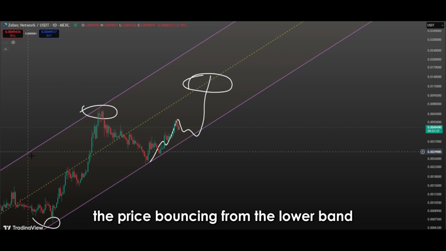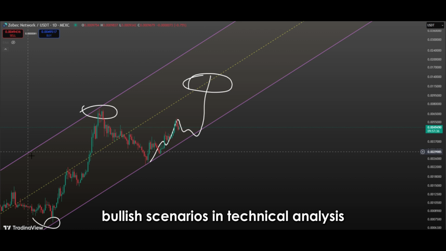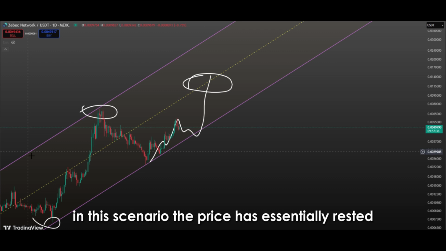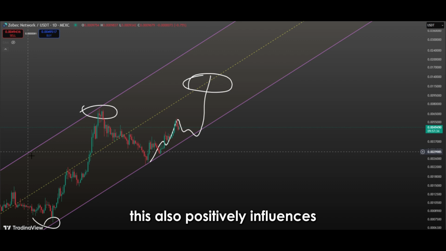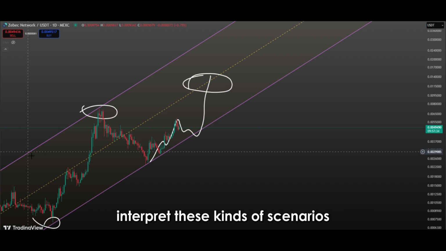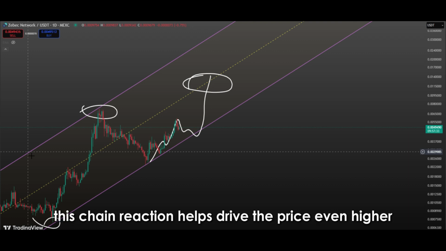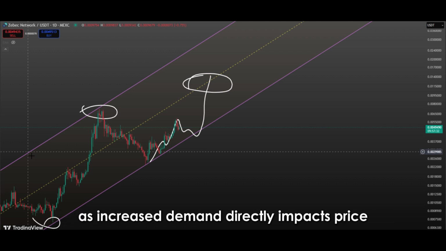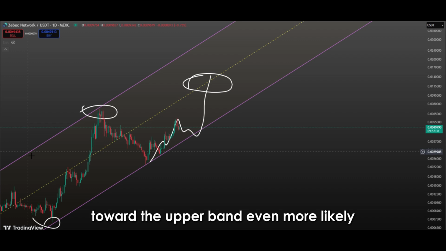The price bouncing from the lower band and moving toward the midline is actually one of the healthiest bullish scenarios in technical analysis. In this scenario, the price has essentially rested, regained strength, and continued its upward movement. This also positively influences investor psychology. Especially experienced traders interpret these kinds of scenarios as a continuation of the trend and prepare to take advantage of new buying opportunities. This chain reaction helps drive the price even higher, as increased demand directly impacts price. This makes the potential move toward the upper band even more likely.